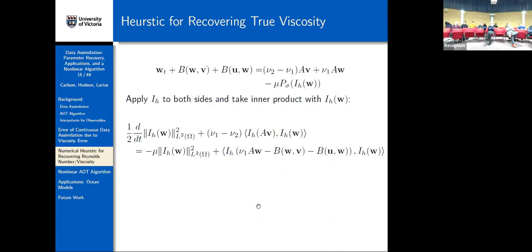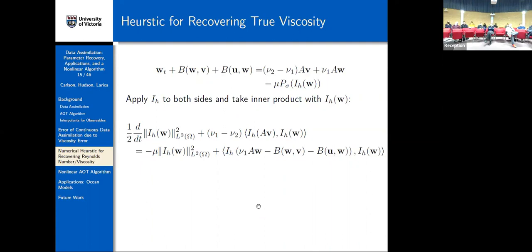I'm going to get a time derivative of IHW in L2 squared, and I'm going to get nu1 minus nu2 times the inner product of IH of AV with IH of W, and then a square term weighted by mu, and then a nasty square term: IH of AW minus BWE minus BUW, inner product with IHW. So notice this term is order W squared in L2 norm. This term is order W squared in L2 norm, but it's weighted by this massive mu. This guy here is only order W, and this one's a time derivative of W squared.